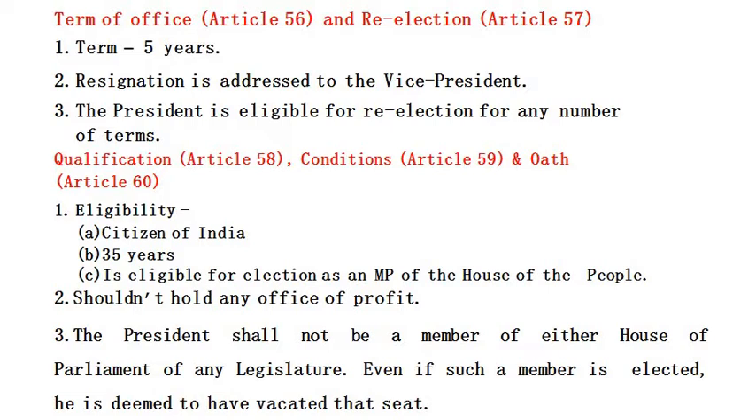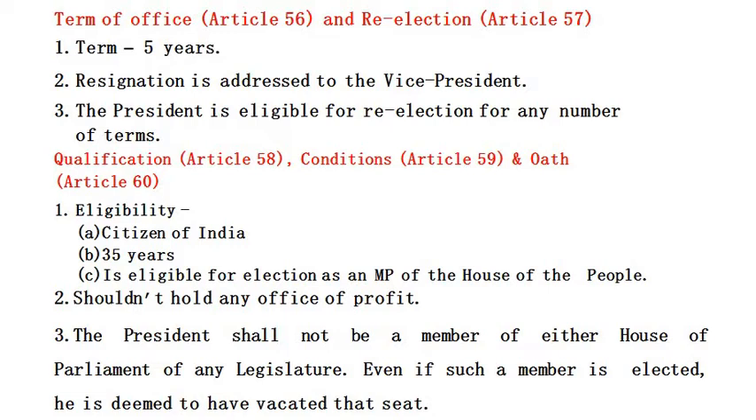Then the qualifications and conditions, and the oath for the election of the President. The eligibility for election as President is: he should be a citizen of India, the first and foremost requirement. Then he should have completed 35 years of age. He or she should be eligible for election as a member of the House of the People, that means the Lok Sabha.